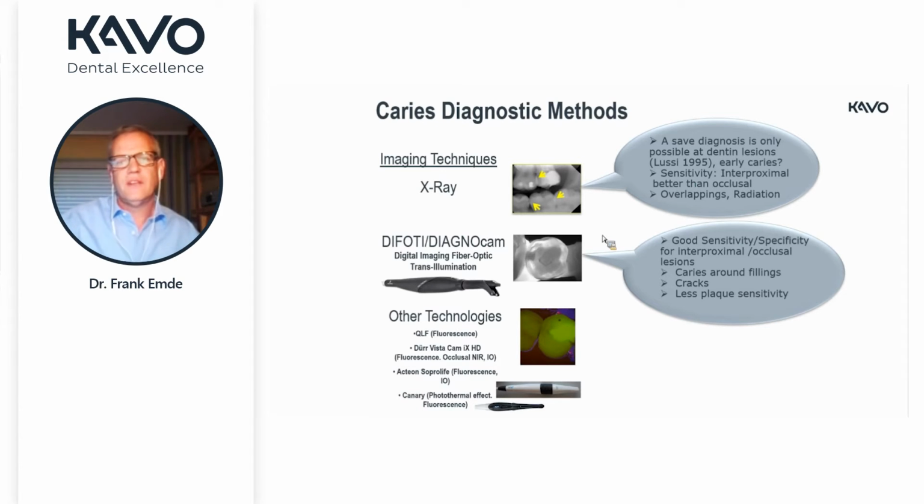We know, as a summary, it works pretty well for interproximal and occlusal lesions. We can detect caries around fillings, we can detect cracks, and as I pointed out for the fluorescence light, it is less plaque sensitive than the fluorescence light. So tooth cleaning doesn't have this negative effect. Of course, you should do tooth cleaning before, but tooth cleaning or plaque doesn't have this negative effect resulting in false positive readings that we saw with fluorescence light.